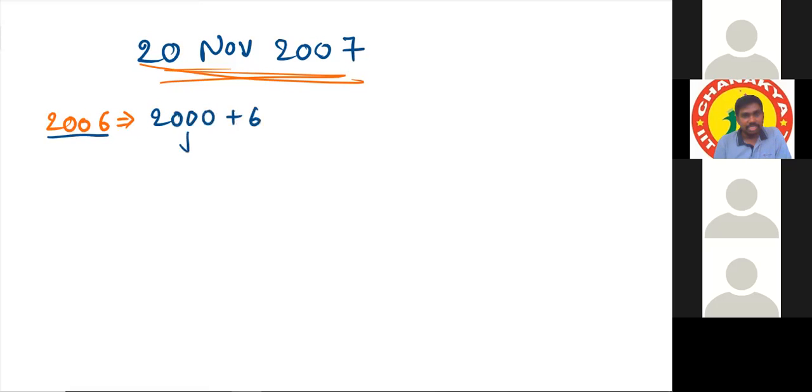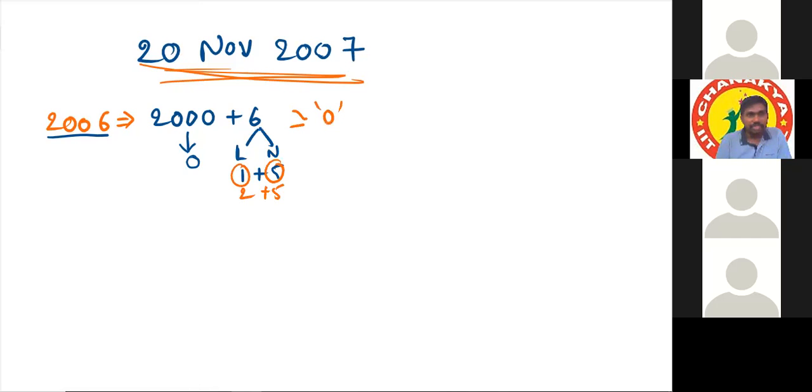Tell me, 2000 years consist of how many odd days? 0. 6 years, we have to split into leap and non-leap. 1 leap year plus 5 normal years. So 1 leap year consists of how many odd days? 2. 5 normal years consist of 5. 2 plus 5 is 7 odd days. 7 means how many odd days are there? 0. So 0 odd days are there in this duration.